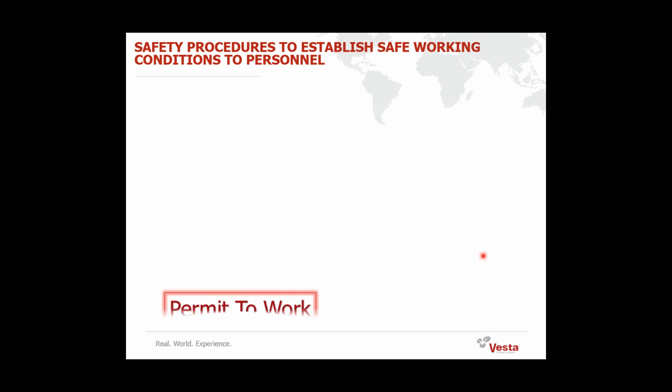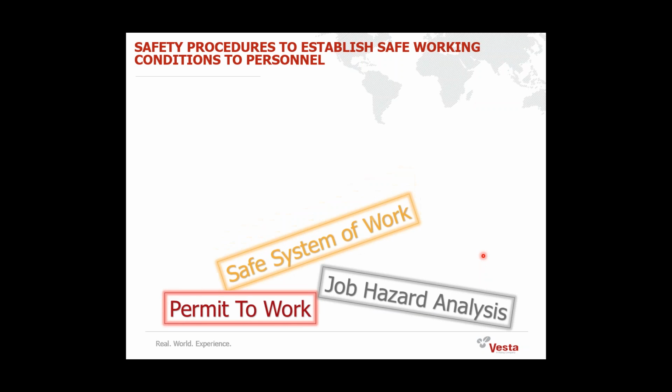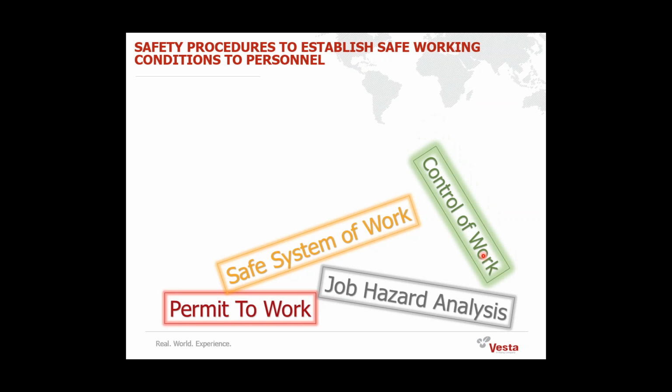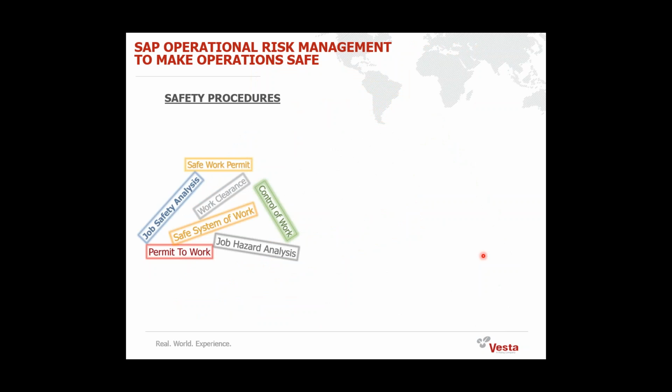of them. The first one is the permit to work, which is mainly used in the Commonwealth, the job hazard analysis, the safe system of work, the control of work, which is more in the area of oil and gas, the work clearance, which is more in the area of utility, the job safety analysis, and the safe work permit. The target of all these safety procedures is to establish safe working conditions for personnel.